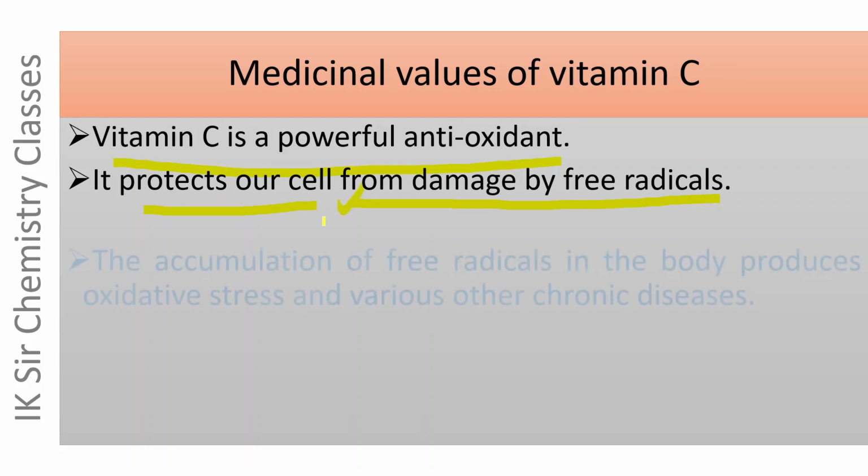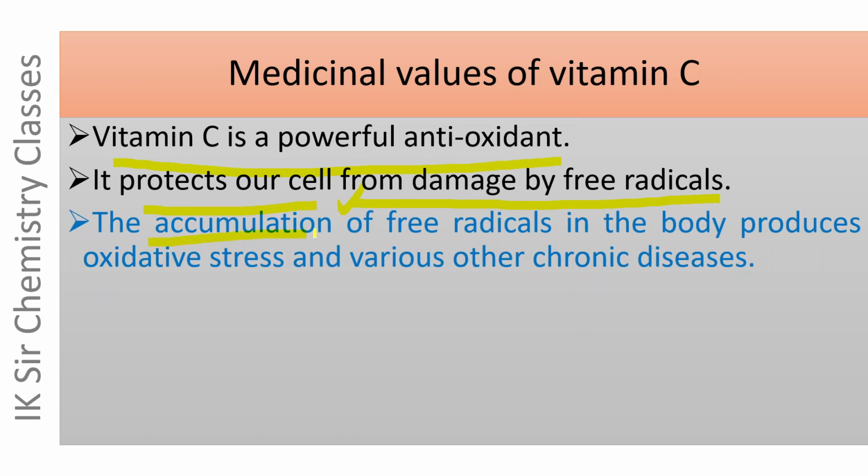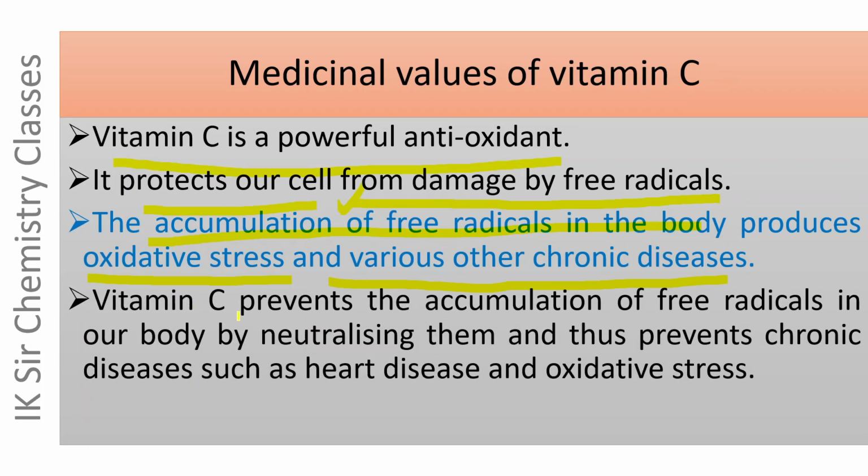The accumulation of free radicals in the body produces oxidative stress and various other chronic diseases. Vitamin C prevents the accumulation of free radicals in our body by neutralizing the free radicals, and thus prevents chronic diseases such as heart disease, oxidative stress, etc.